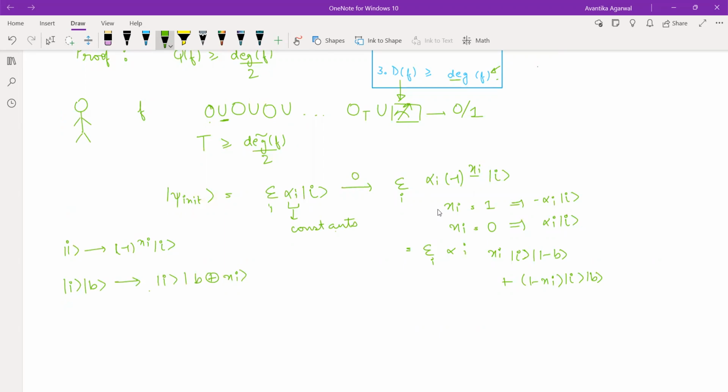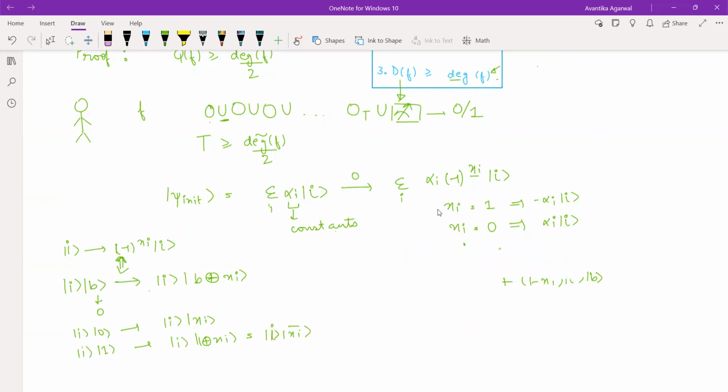This is basically equivalent to this query model. Both of them can simulate the other. So I hope this makes sense. This is also a very valid way of making a query. If I set this B to 0, so if I input I 0, then I'll be getting I Xi. And if I input I 1, then I'll be getting I 1 XOR Xi. So 1 XOR Xi is basically equal to Xi complement. So this is also an equivalent query model. So maybe just look at that for now.